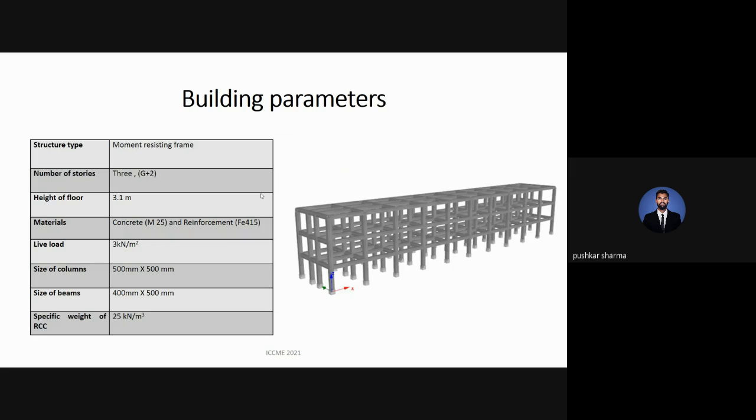So these are the building parameters which I have taken. The building is a residential, three-story building located in zone 5. The floor height for each floor is 3.1 meters, and the total length is 50 meters in the x direction and 8 meters in the y direction. These are the sizes of columns and beams which I have used.